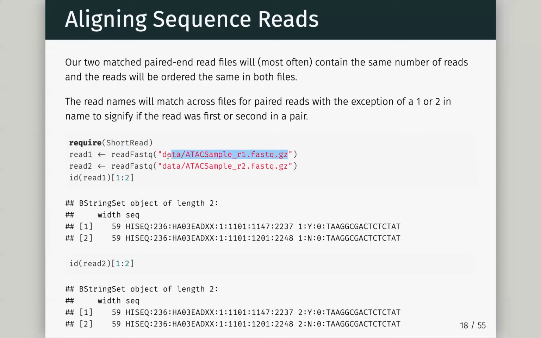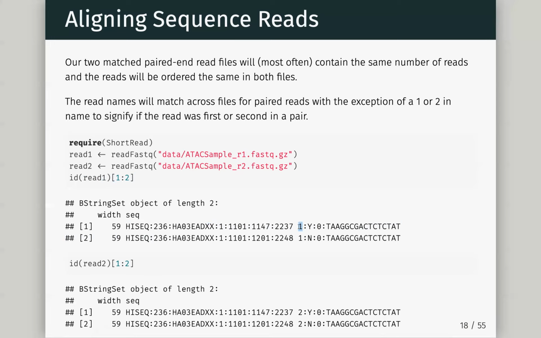I can then read the first pair here, the second pair here, and I know it's the first pair by _R1, _R2. And now if I actually look at the ID for my reads using the ShortRead id function, I just look at the first two read names. And it tells me a little bit about the width, but I can see here the machine, flow cell, the position.